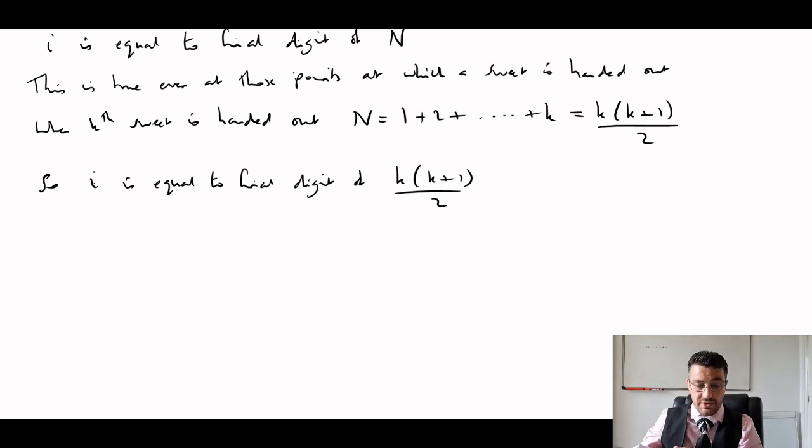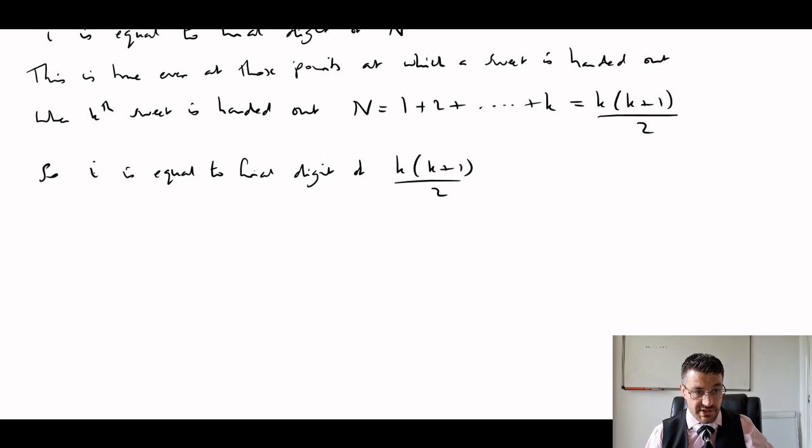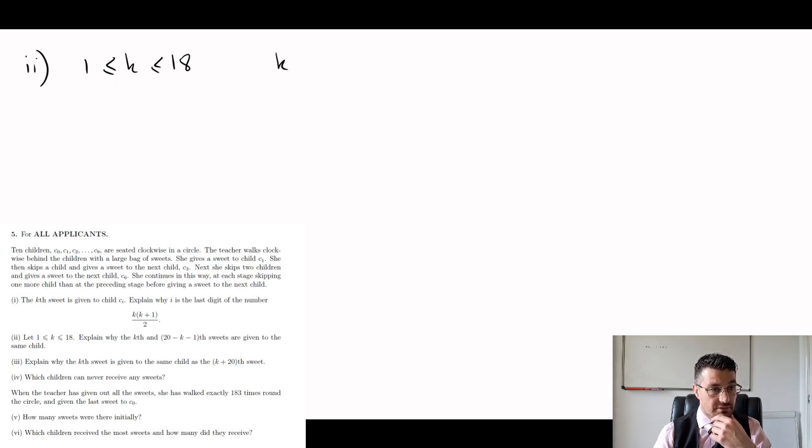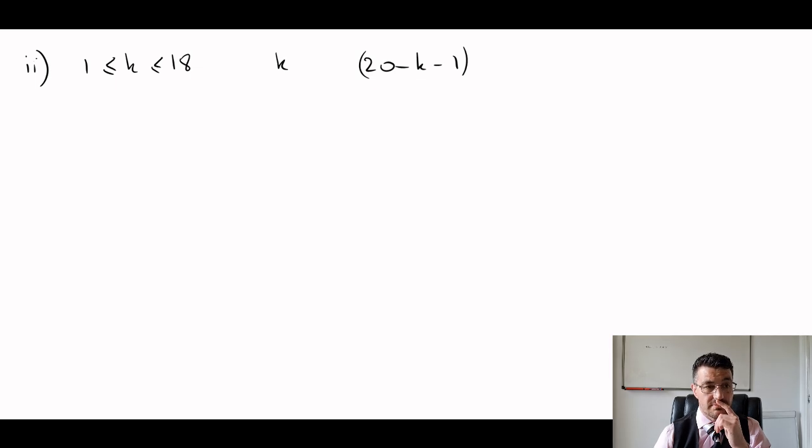Okay, so moving on then to the next part. And I'm going to scroll down a bit just to give myself a bit more space. Okay, right. So, part 2. Let 1 ≤ k ≤ 18. Explain why the kth and (20 minus k minus 1)th sweets are given to the same child.